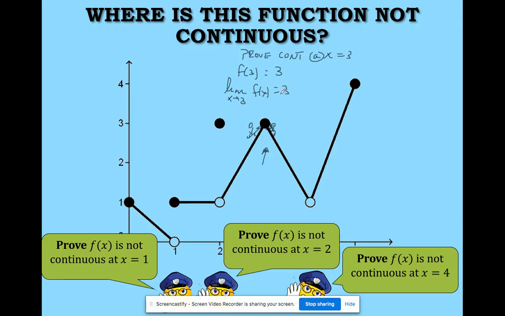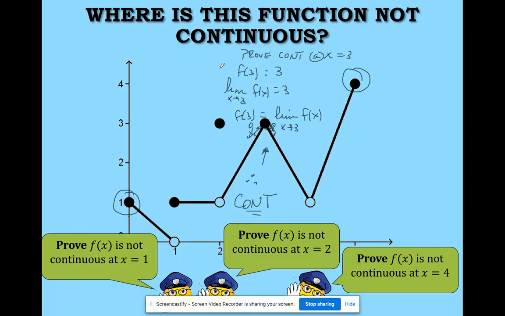They bump bellies at a level of 3. f of 3 does equal the limit as x approaches 3. Therefore, continuous. It's a little odd, but at endpoints, which is kind of a silly question, every once in a while I can prove this function is continuous at the endpoint of x equals 0 and x equals 5.